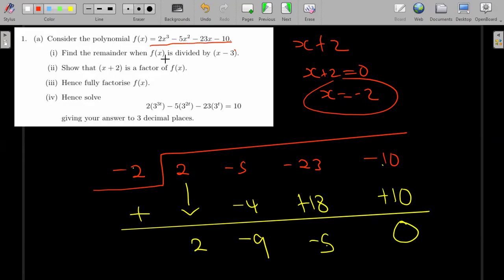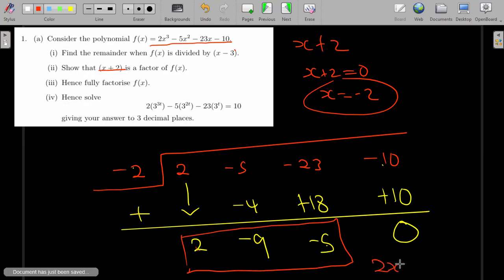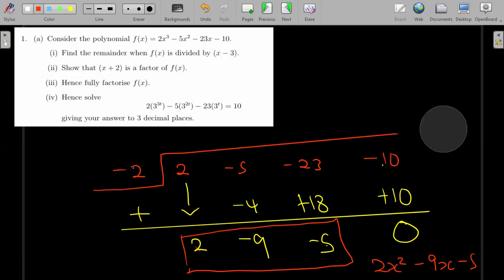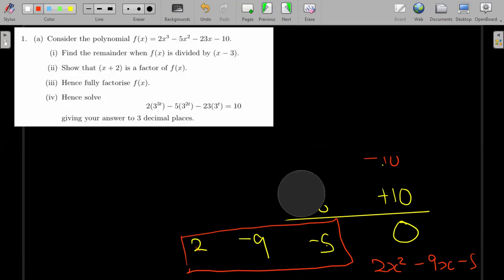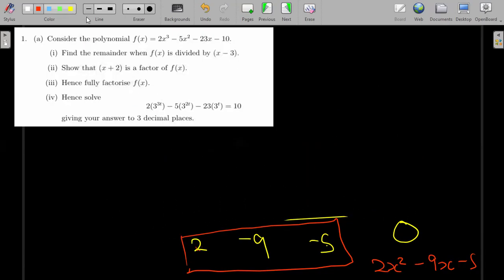Okay, so it means that when we divide this polynomial here with x plus 2, what we get or what remains is this part here, which will be in form of a quadratic. Okay, so we are now going to get this part as 2x squared minus 9x and then minus 5. Okay, all right, so it means we have something like this now.